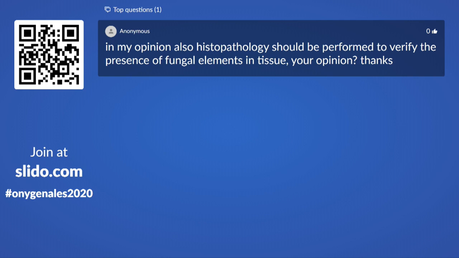For now, we just performed the microscopy of the samples, and I demonstrated the slide of microscopy. It's very difficult to find fungal elements in this sample due to a big quantity of pus-like debris. So the detection of fungal elements in this material is a very important task, and in the future we are going to use other methods of staining, for example, to detect fungal elements.